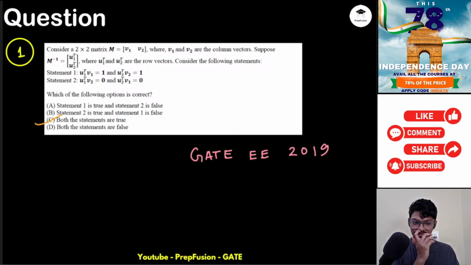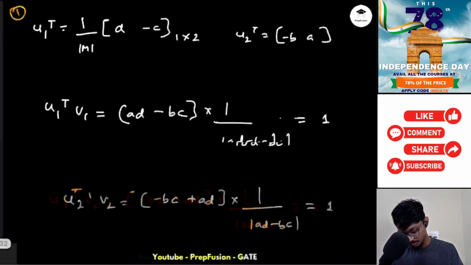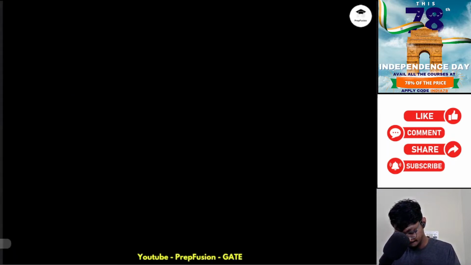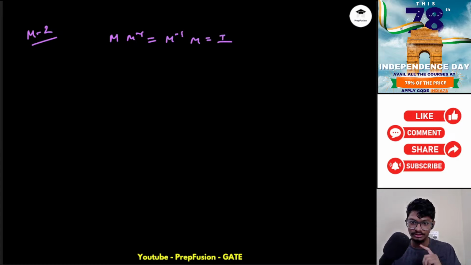So what is method 2 here? In method 2, you can write a special identity if you know about inverses. That my M into M inverse equals M inverse into M equals I. This is what we know.